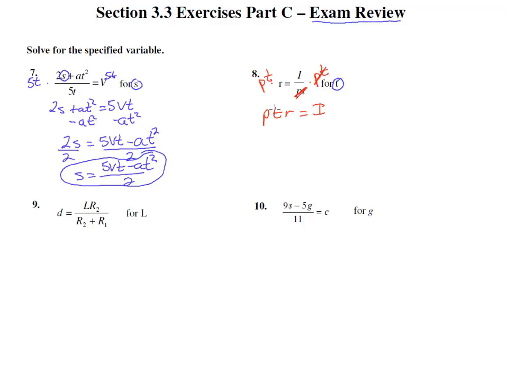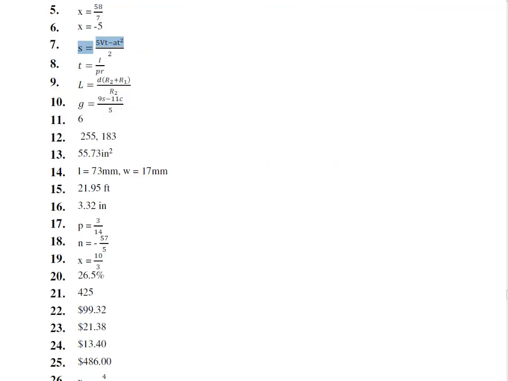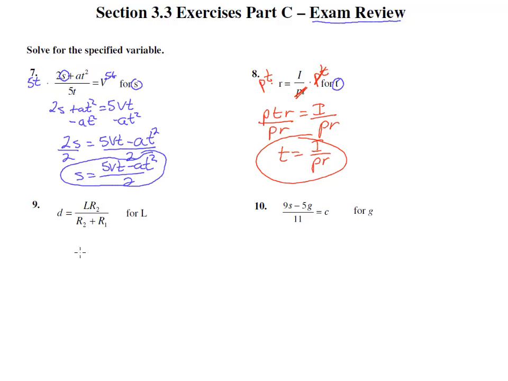So now we're trying to get t by itself. We have to get rid of the p and the r. They are multiplying the t, so we can divide right off the pr. So we now have t equals I over pr. And the t is now by itself. Let's double check that. T equals I over pr. Correct.